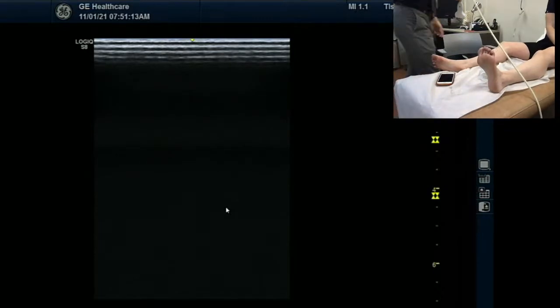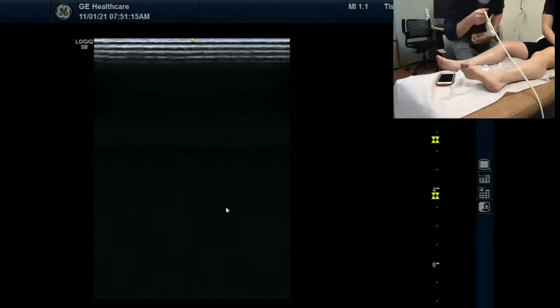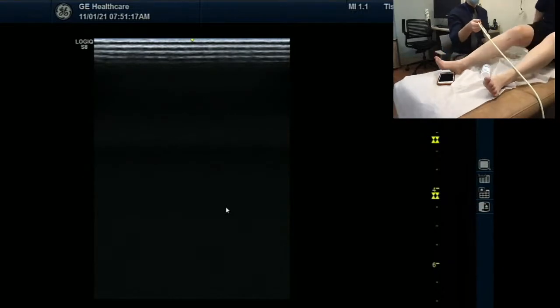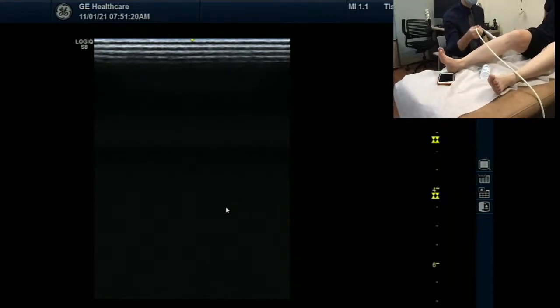Oh, the last thing, FHL, flexor hallucis longus. We have to put her in the prone position, it's much easier. We don't have to do it, we've already practiced.